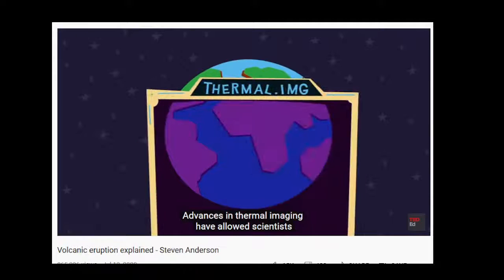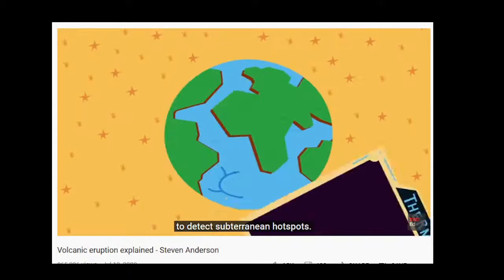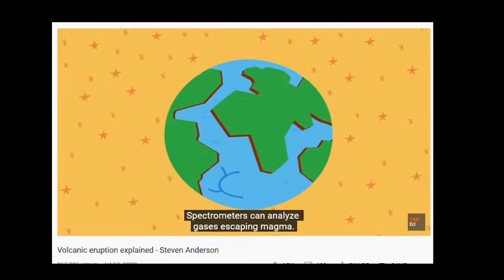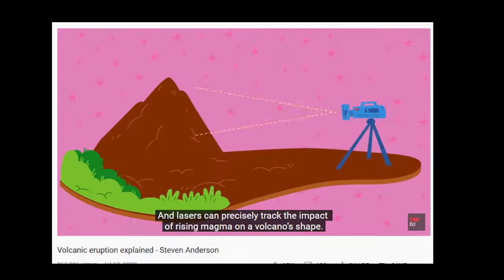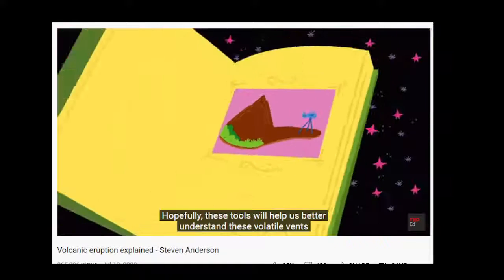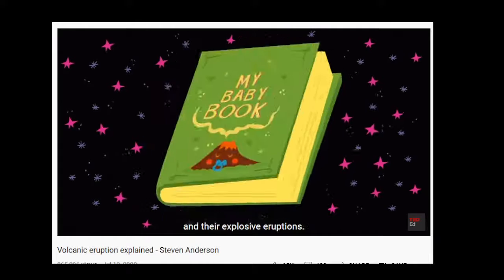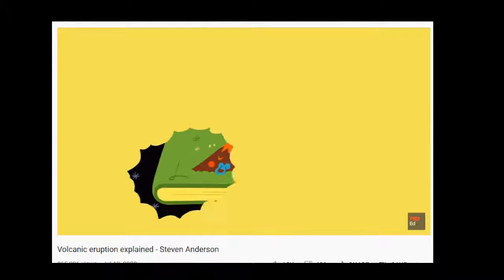Advances in thermal imaging have allowed scientists to detect subterranean hotspots. Spectrometers can analyze gases escaping magma, and lasers can precisely track the impact of rising magma on a volcano's shape. Hopefully, these tools will help us better understand these volatile vents and their explosive eruptions.